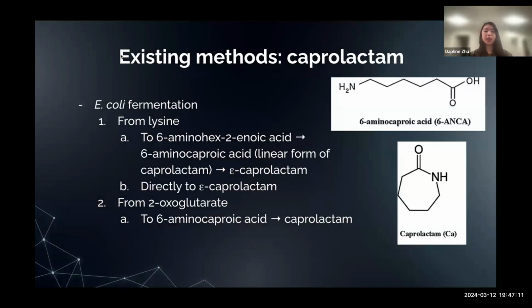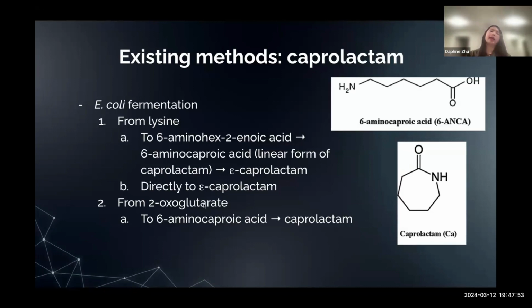And biological methods for caprolactam synthesis, which again is the precursor to nylon 6. A lot of these methods are also done with E. coli. One method is to use fermentation-derived lysine, an amino acid, and it's converted to this molecule and then to 6-aminocaproic acid, which is the linear form of caprolactam, and then it's converted to caprolactam. Or recently it's also been shown being converted directly to caprolactam, which then goes on to nylon 6.